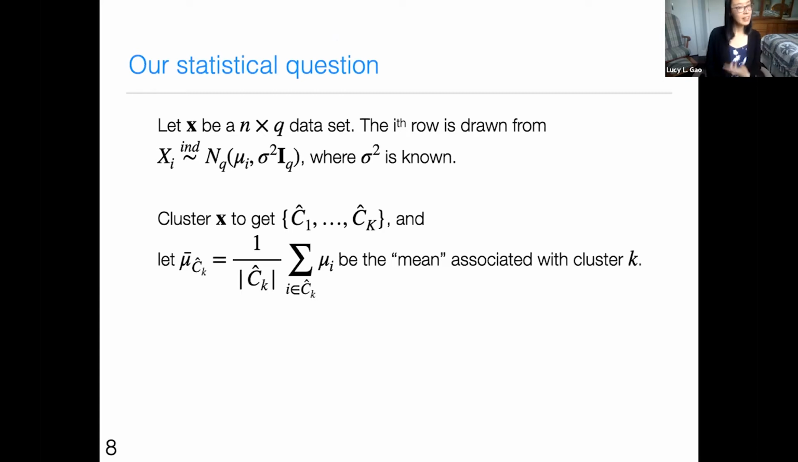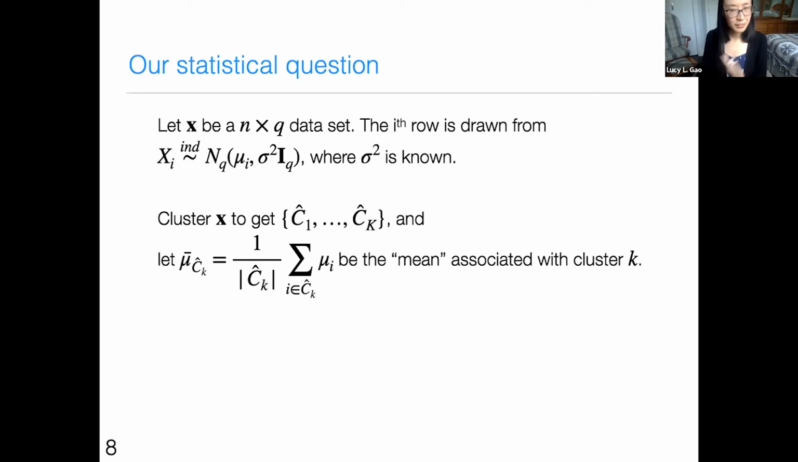We're going to imagine clustering that data set in order to get k estimated clusters. And given that we've done that, we can associate a sort of mean parameter to each of those clusters. So these mu bar k's are just the population mean that's associated with the observations that were assigned to the kth cluster in my clustering procedure. I think this is a fairly natural way to define a mean for the kth cluster, since I'm just taking the group empirical mean.